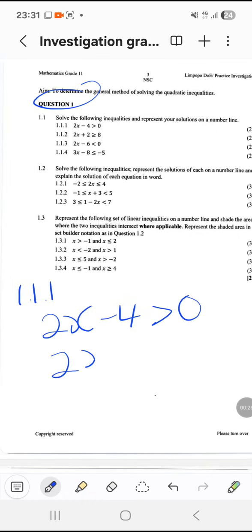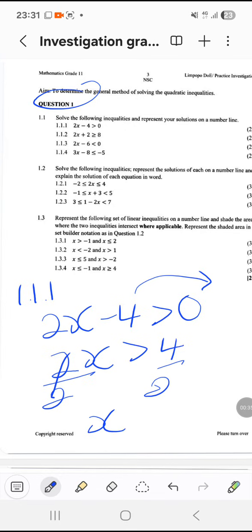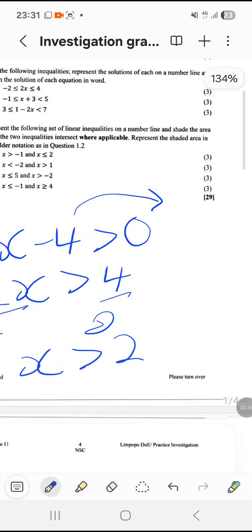So let's solve for x first. Now this 4 jumps, the inequality becomes positive. We divide by 2, so x is greater than 2. Now how do we represent that on a number line? It's easy. So we draw a number line.